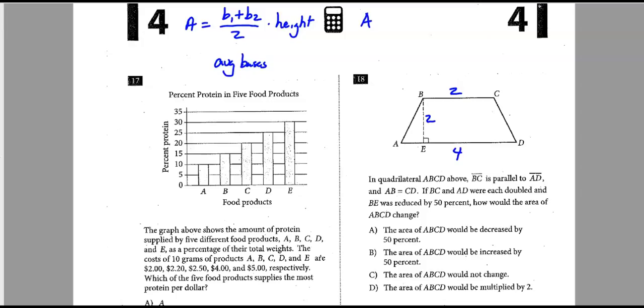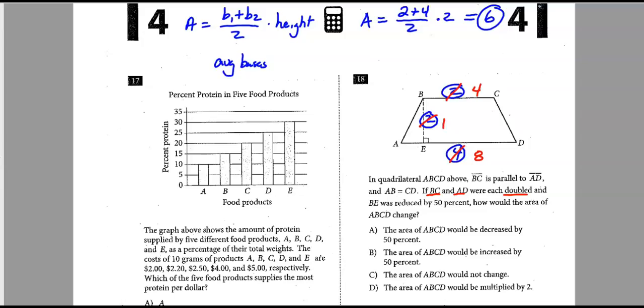So let's find the area of this thing. We have base 1, which is the top, added to base 2, which is the bottom, chopped in half, multiplied by the height. So 2 plus 4 is 6. 6 divided by 2 is 3. 3 times 2. So I have an area of 6 for my trapezoid. Now let's do the one that they want to make some modifications to. So it says BC and AD are doubled. So I'm going to double this one, and double this one. And BE is reduced by 50%, so it's chopped in half.